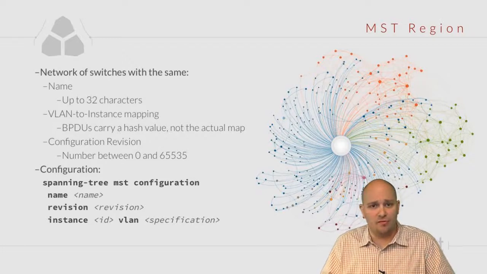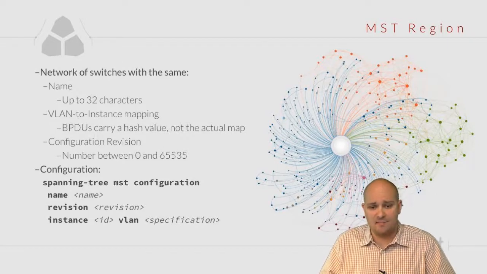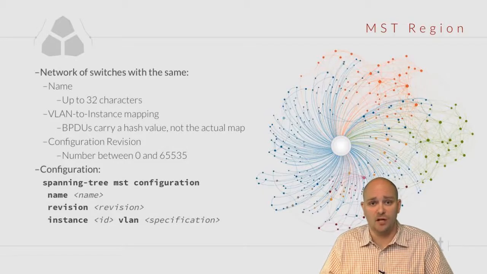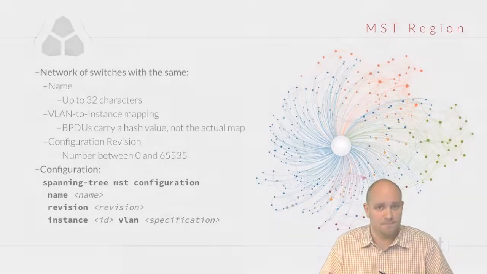The next is the revision number. The default revision, if you don't set one manually, is going to be 0. And for the instance mapping, or VLAN to instance mapping, by default all VLANs are going to be mapped to instance 0. And in Cisco IOS you can have up to 16 instances defined.